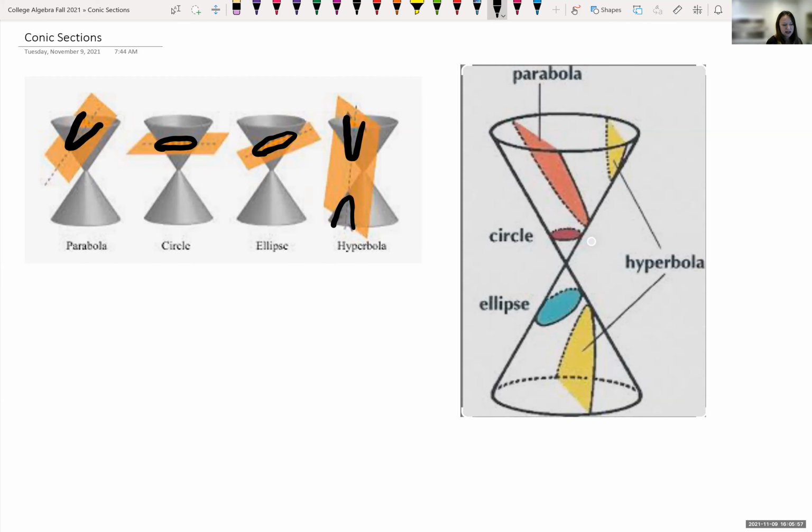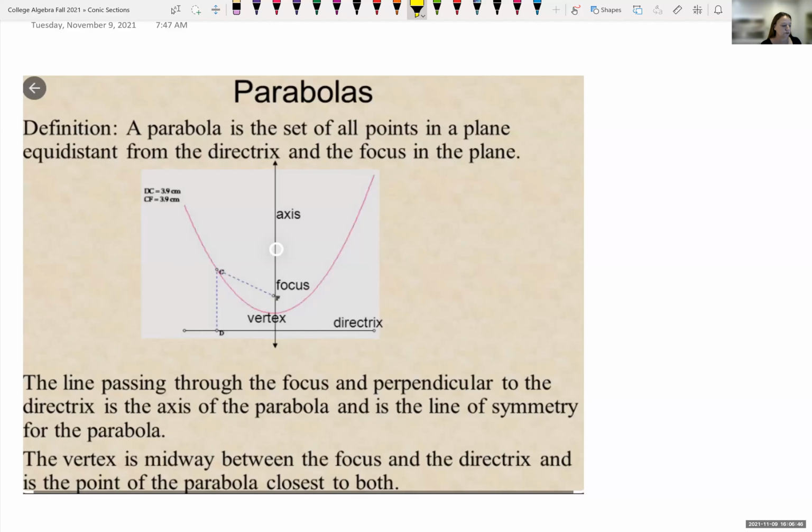Okay, so let's look at these and let's look at a parabola, and let me give you a different definition than what we've looked at in the past. So in front of us is the definition of the parabola. And again, it's a little different than what we've seen before in the past when we've looked at the parabola. So there's a couple different definitions that we need to get familiar with.